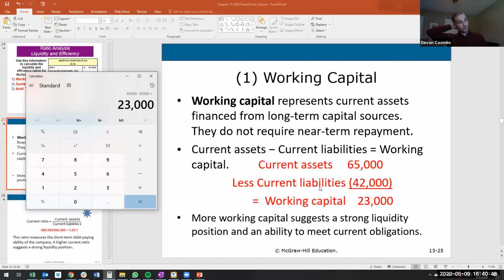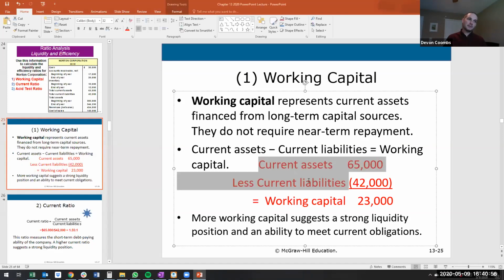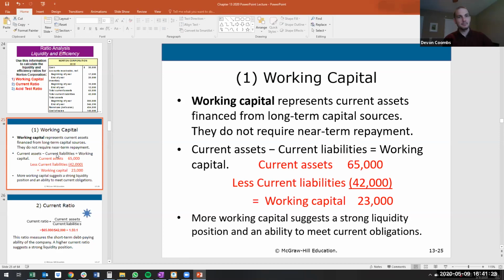Where this might be confusing for you is on your exams or in real life, when you're doing this assessment, these might not be given. Current assets and current liabilities might not be given. And so you would have to know that cash, accounts receivable, and inventory are all parts of current assets, and accounts payable and current portions of notes or short-term notes are part of current liabilities, and recalculate these amounts. The more working capital we have suggests strong liquidity, right? Meaning we can afford to pay off our short-term debt. We can be in business for the next year. We're not going to have a problem. We have some cash.